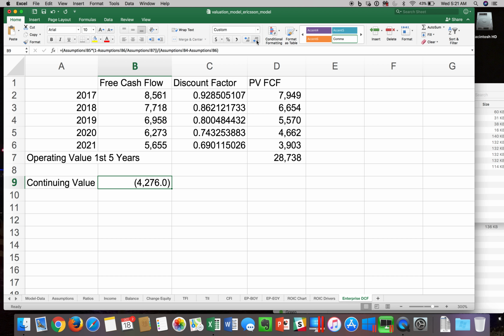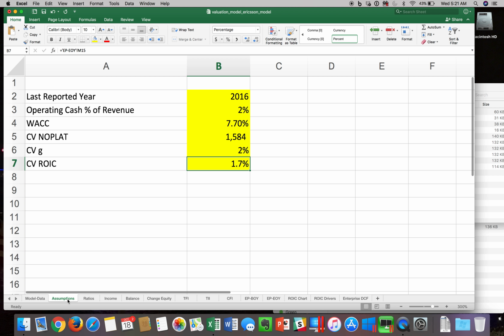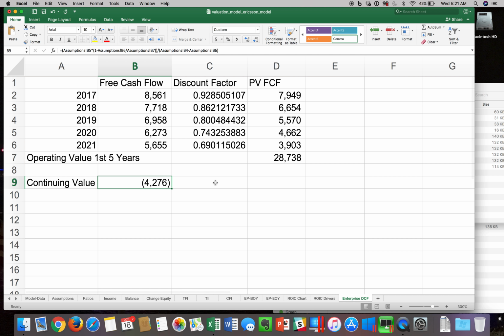Now you'll notice that it's negative. And the reason why is because we have a negative spread. So obviously growth here is value destructive at this point. All right, so we're just starting the model. So here's the next thing.